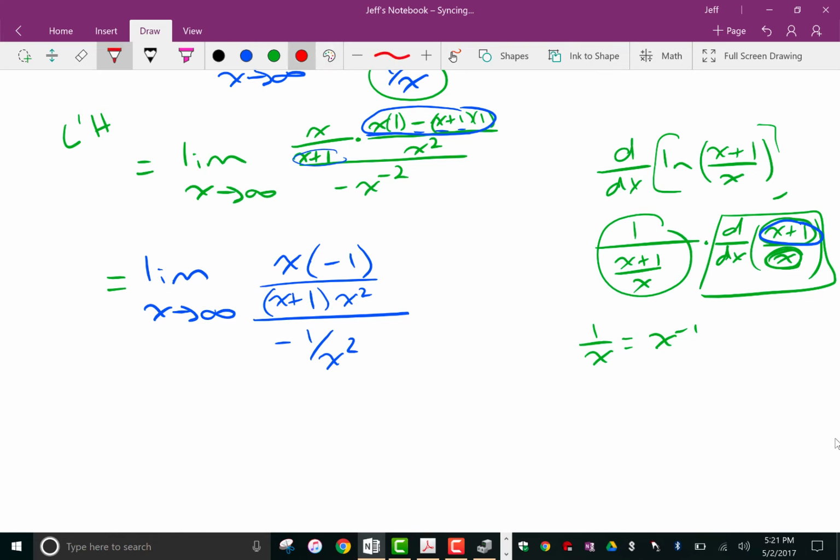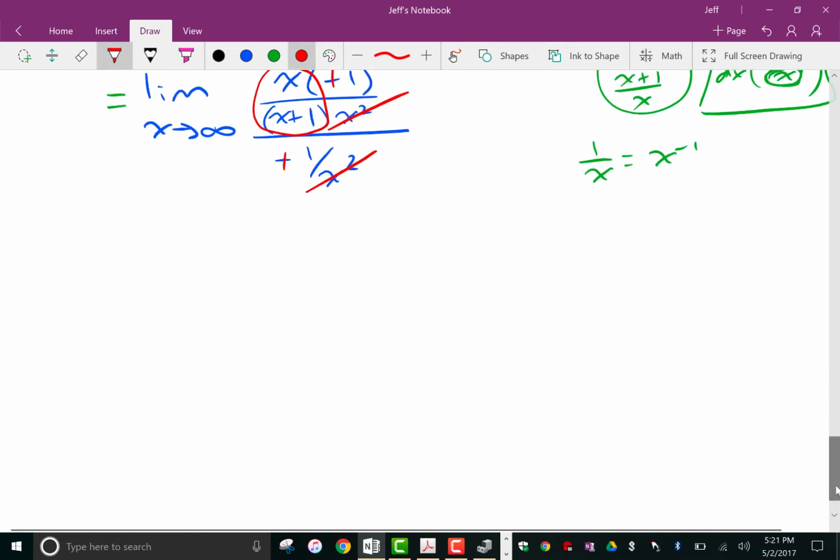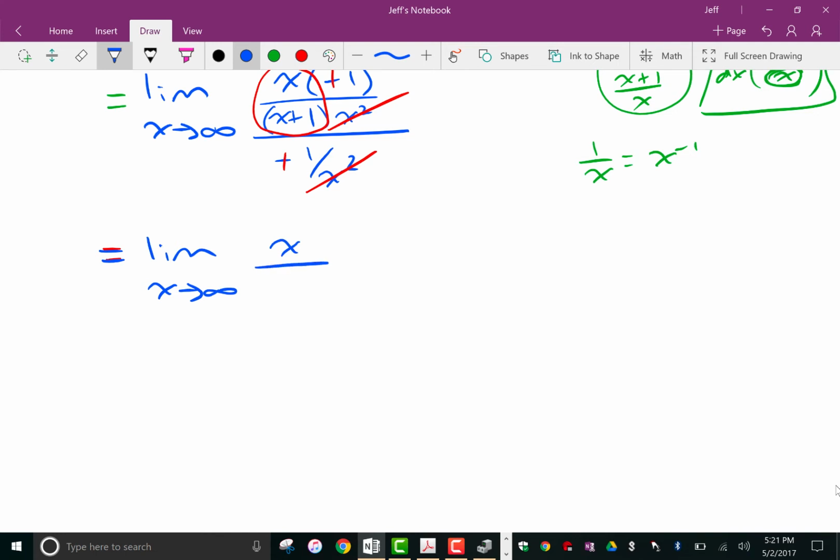So what can we clean up? There's a negative here and a negative here, so those are going to become positive. This x squared is going to cancel with that x squared. And so it looks like all I have is x over (x plus 1). That's not bad. So this has become, I'll do it in blue, the limit as x approaches infinity of x divided by (x plus 1).